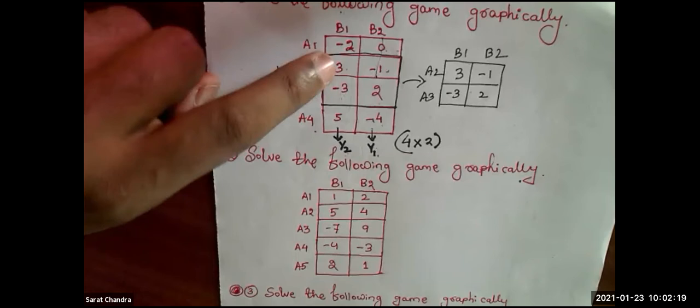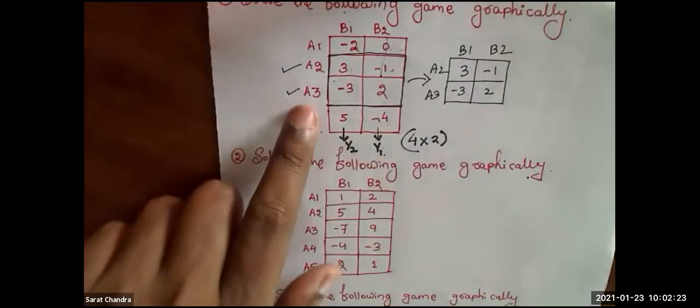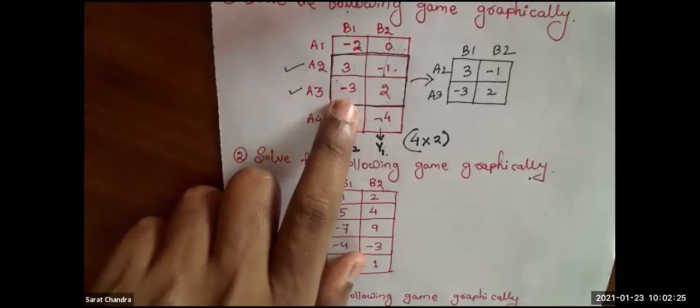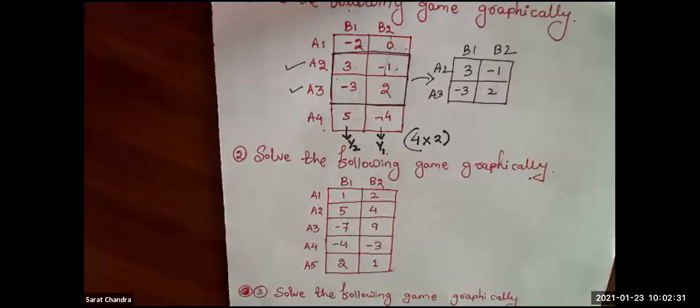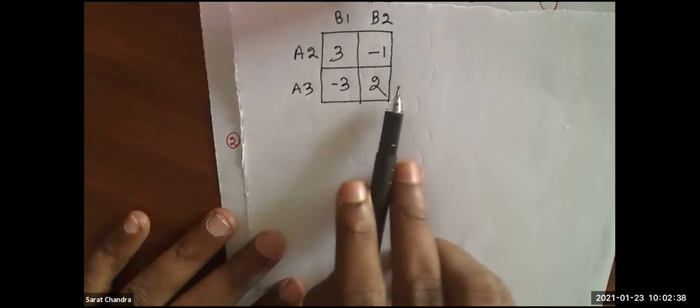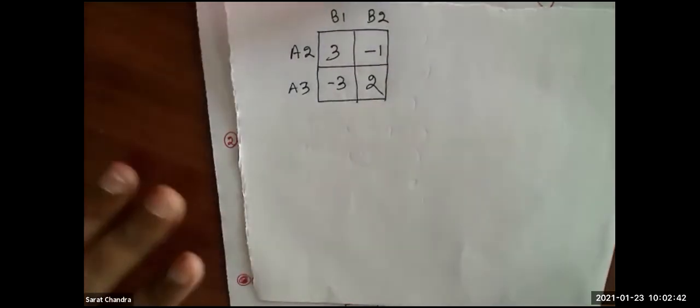What is A2? 3, minus 1. So I have written A2 as 3, minus 1. And A3 is minus 3 and 2. So I have written minus 3 and 2. So I will rewrite the matrix as 3, minus 1, minus 3 and 2. Clear? Now I am going to solve this matrix.